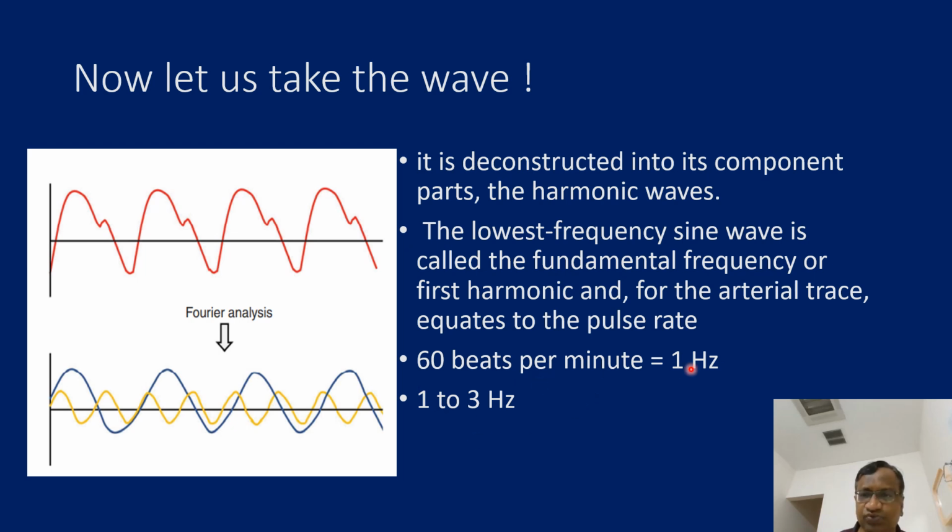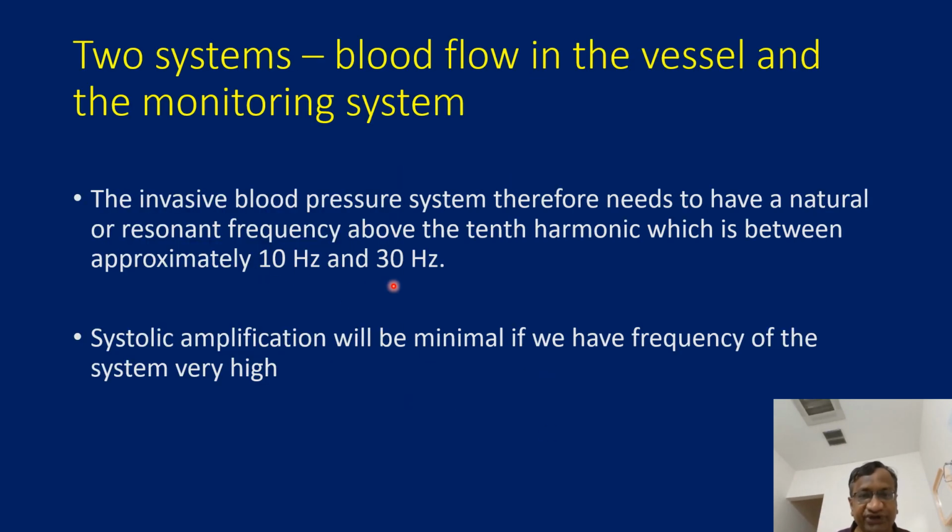So 60 beats per minute is 1 hertz. Normally, let us take the waves as 1 to 3 hertz. Now you have to keep your IV set, all these things, with a frequency of at least 10 hertz. If the frequency is also 1 hertz, your amplitude rises, because where there is a frequency, there is an amplitude. If you give one more external force with a similar or resonant frequency, then the amplitude will go up. That is what we said about the bridge. So that is the problem. You have to keep the frequency of your tubing at 10 to 30 hertz.